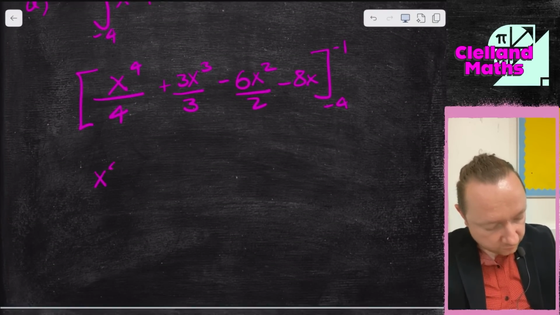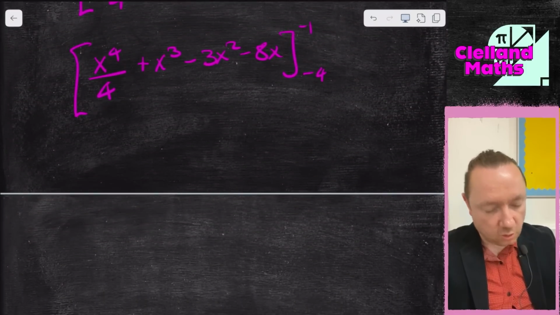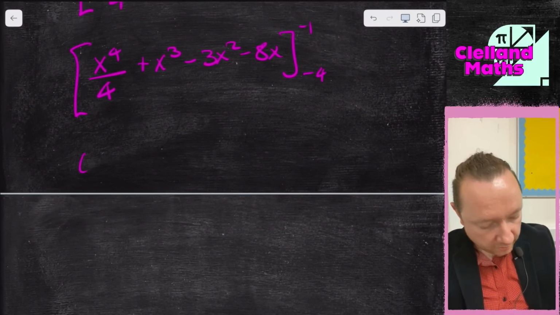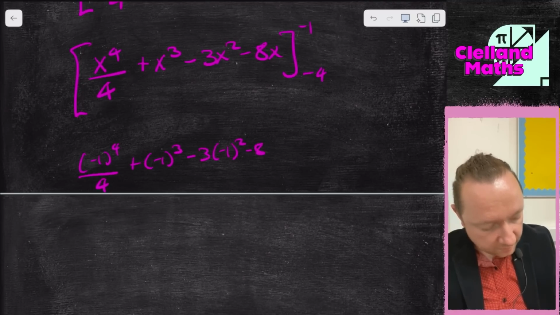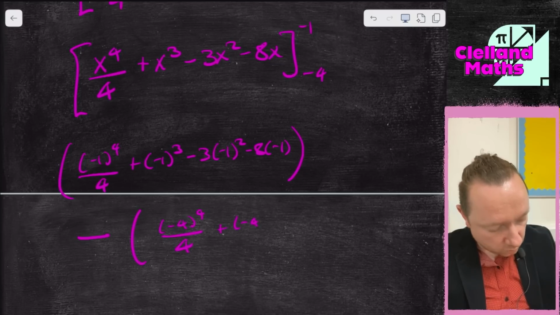So that's x to the 4 over 4 plus x cubed minus 3x squared minus 8x. And then sub in, because you get a mark for your substitution, so don't do anything until you're subbed in. So I've got minus 1 to the 4 over 4 plus minus 1 cubed minus 3 minus 1 squared minus 8 minus 1. That's one thing. Take away, it's always take away, minus 4 to the 4 over 4 plus minus 4 cubed minus 3 minus 4 squared minus 8 minus 4.